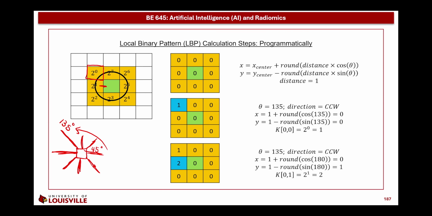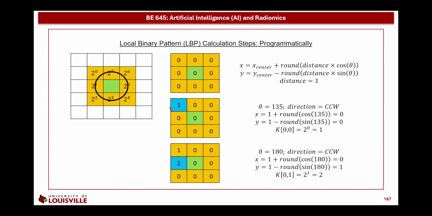we can obtain x and y. Based on x and y, we can obtain the pixel. So the formula is: x equals x center, where x center here is the location of the center pixel, plus the round of distance multiplied by cosine theta. And y is similar, but instead of x it will be y, and instead of cosine it will be sine, and we are switching plus to negative.